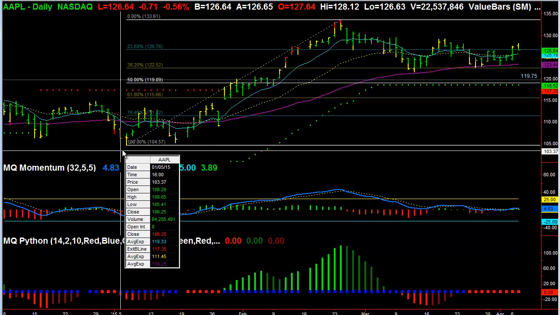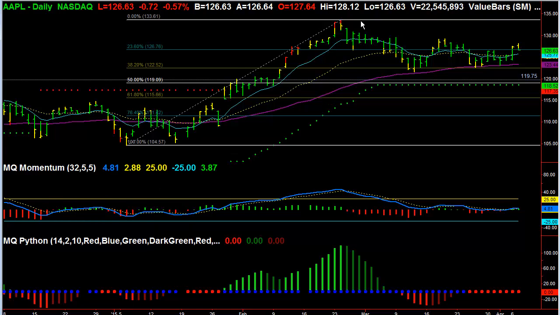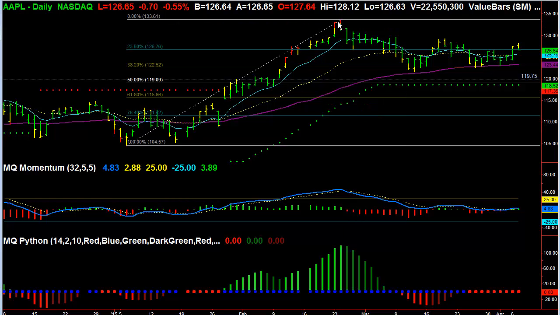First of all, you have this low point back here on January 6th, right around 104.5. The high came in on February 24th at 133.60. So that right there is about a 30-point difference in price.